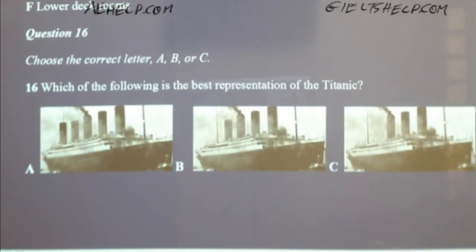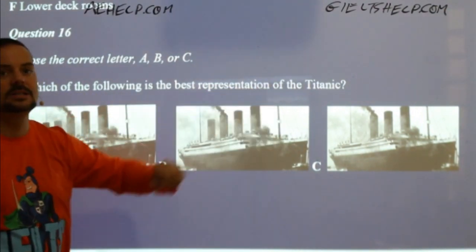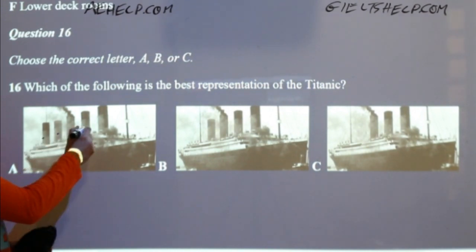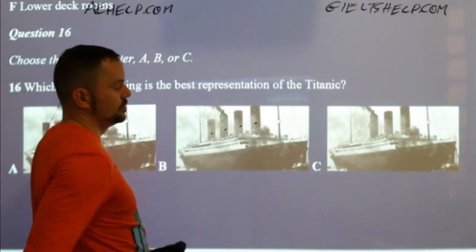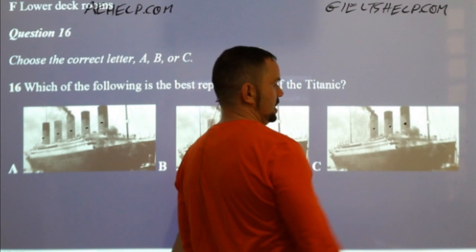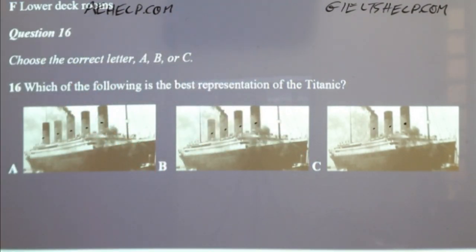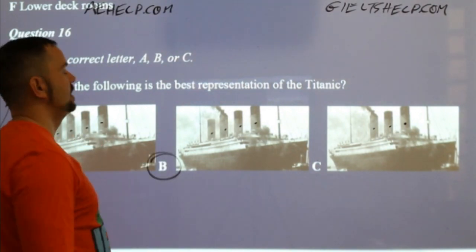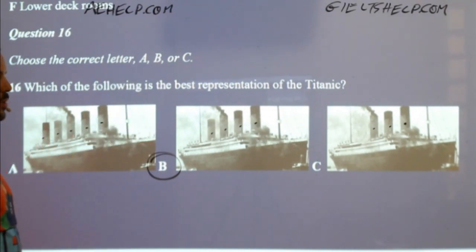Okay, number 16. Here you had to choose the correct picture or diagram. Which of the following is the best representation of the Titanic? Now you notice that here you have 1, 2, 3, 4, 5 smokestacks. 1, 2, 3, 4 smokestacks. 1 through 3 smokestacks. Which is the way that the Titanic actually looked? B, yeah. Bonus question: which one shows the true working Titanic?